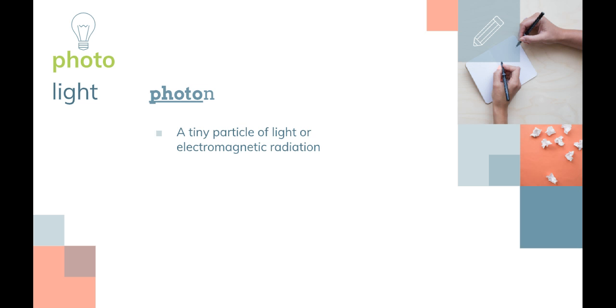A photon is a tiny particle of light or electromagnetic radiation. So this is something you cannot see. It's rather scientific, but it's a tiny particle of light or electromagnetic radiation. So what I want you to do on your homework is write the answer to this question. Can you see a photon with just your eyes?